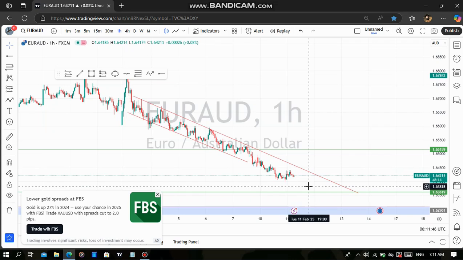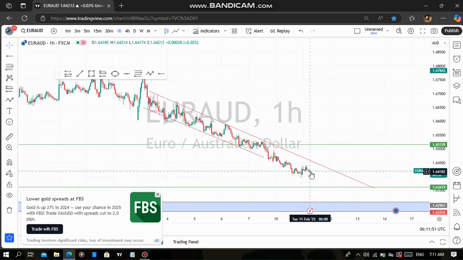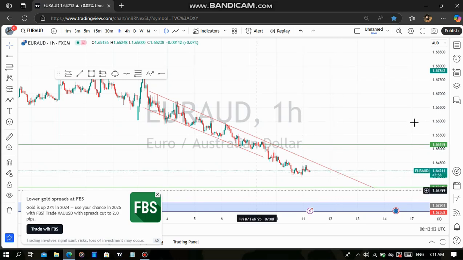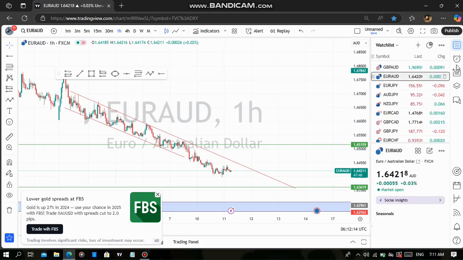EURAUD 2 is not that difficult. As simple as it is, we just sit back, wait for price to get to our point of interest, give us confirmation for our entry, then we take our sell trade with our risk to reward. Our stop loss above the entry level, then we look for our target. That is that on EURAUD 2. EURJPY, EURJPY 2.